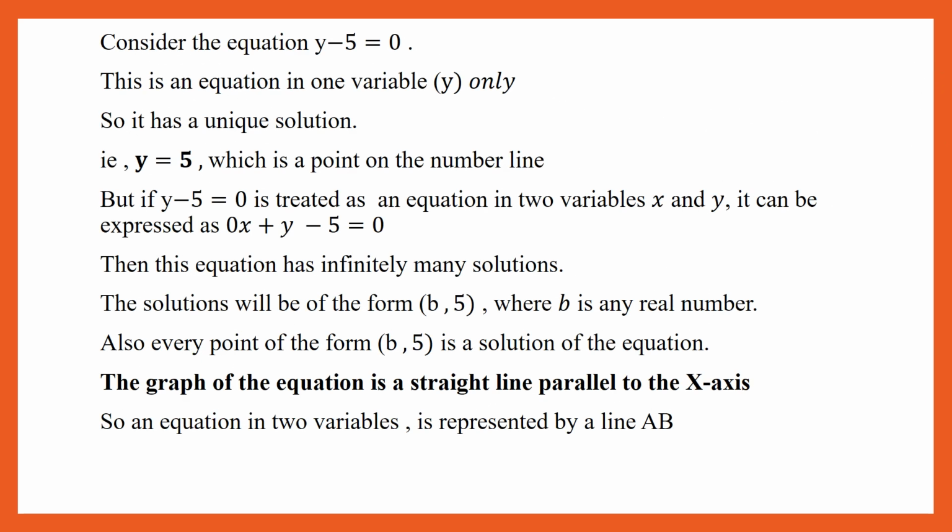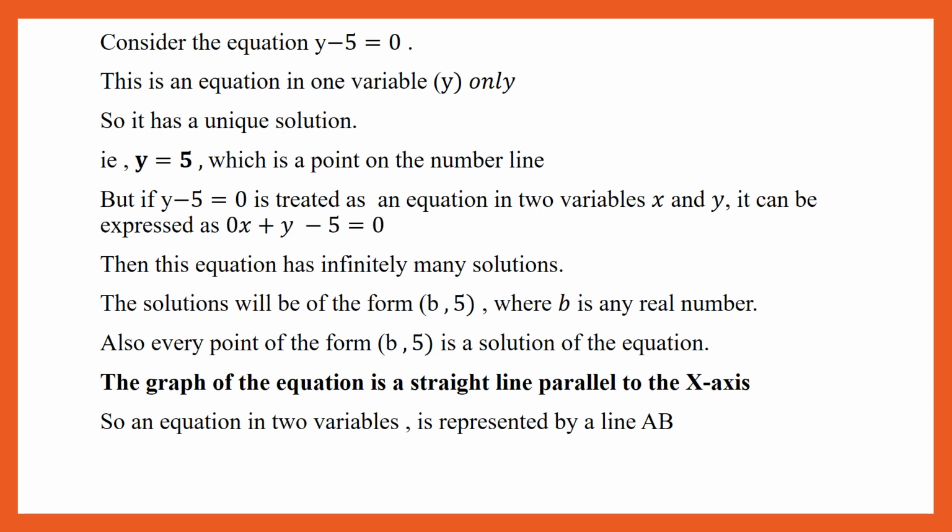In the same way, we are going to find the equation of the line parallel to the x-axis. Consider the equation y minus 5 equal to 0. Again, this is also an equation in one variable and it has a unique solution. Here, the solution is y equal to 5, which is a point on the number line.